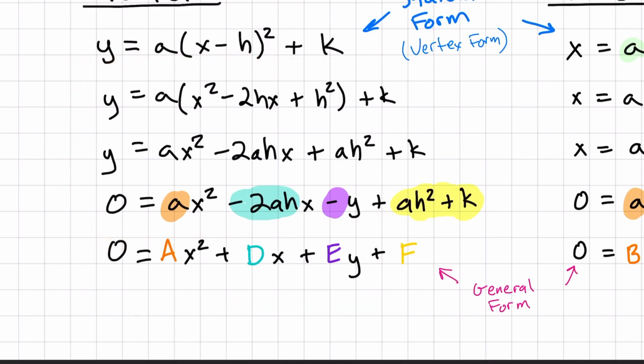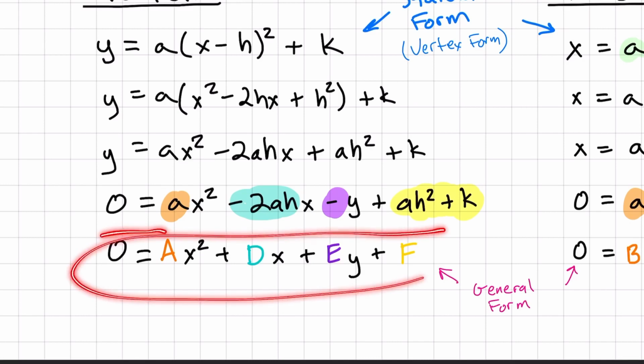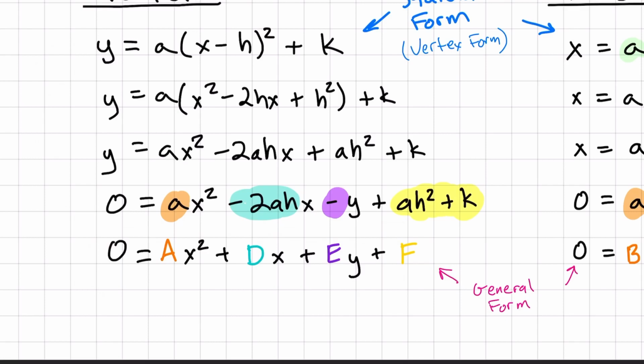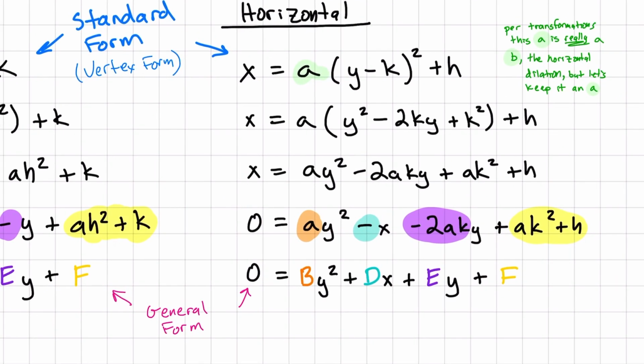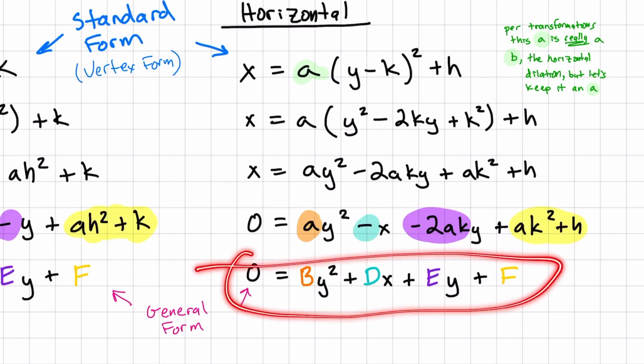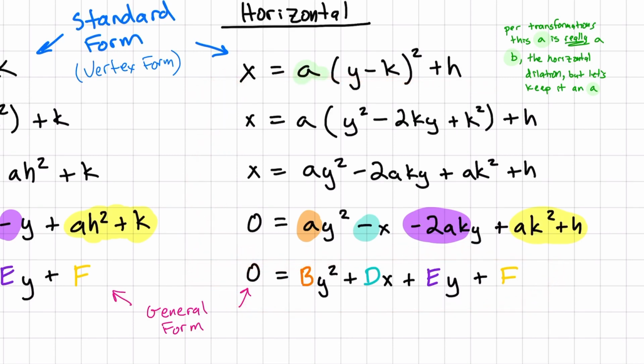The same thing could be said if I start with something in the general form: I could then complete the square and end up with something in the standard form. So looking over here, we have this horizontal parabola, and last time we talked about this general form, so you could complete the square with the correct substitutions and end up here with this horizontal form.